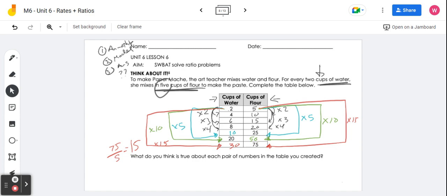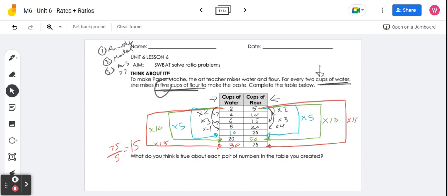So what do we see is true about each of these pairs on this table? Well, first thing we could have said is, to go from 2 to 4, we know that multiplication is repeated addition, so we could have just added over and over again. That could have been one thing we could have seen in order to make sure that the relationship between each group is kept constant. But we also see that we could have used multiplication, which is a bit more efficient.